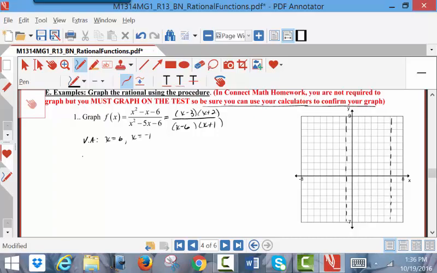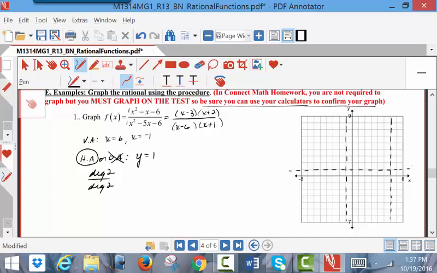Now let's talk about, do I have a horizontal asymptote or an oblique asymptote? And if I do, what is it? The degree of your numerator is 2, so you have a degree of 2 over another degree of 2. That means it's a horizontal asymptote at y equals 1, because this is a 1 over 1. So here's your horizontal asymptote. There's all your asymptotes.